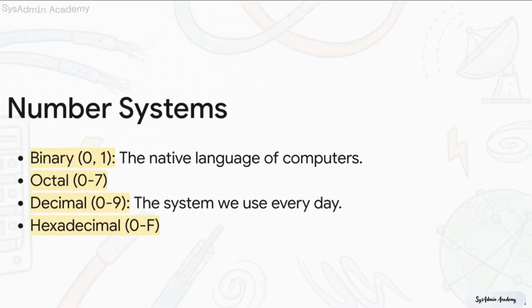Right, so we humans live in a base 10 or a decimal world. We have 10 fingers, so we count in tens. Computers, though, live in a much simpler world, binary or base 2. Everything is either on or off, a 1 or a 0. These other systems, octal and hexadecimal, are really just a convenient shorthand for us humans to read long strings of ones and zeros without going crazy.